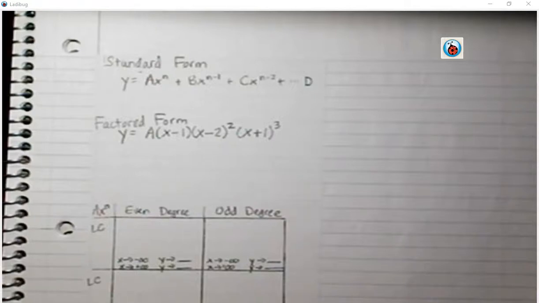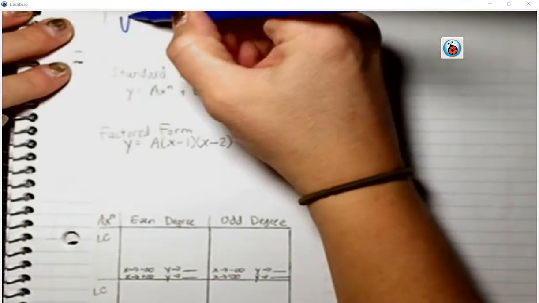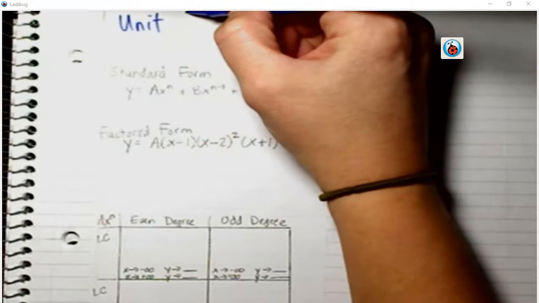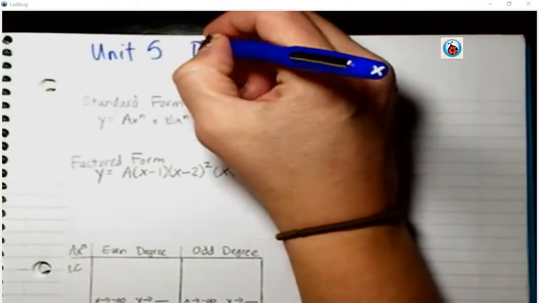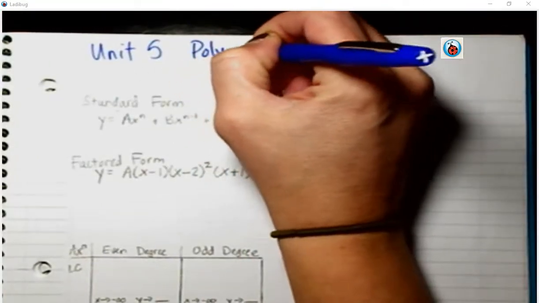All right, here we go. So I feel like you might just be making this up. Not. Just you wait. Okay, Unit 5. Polynomials. There seem to be some holes in your story.